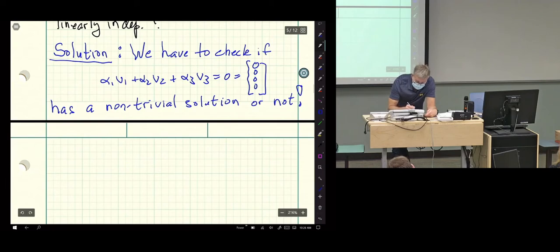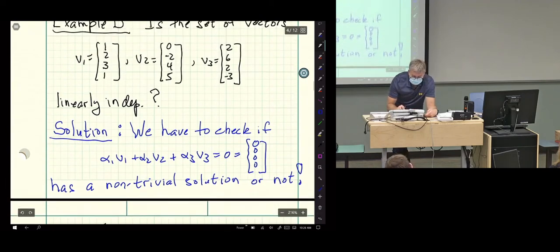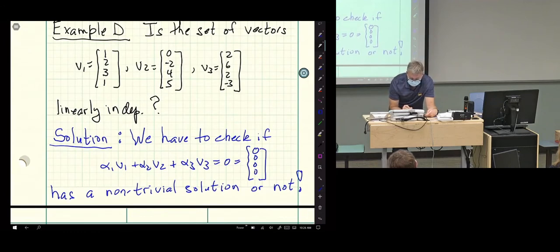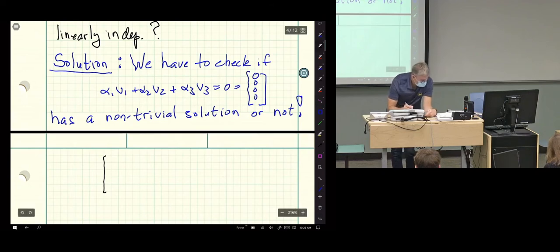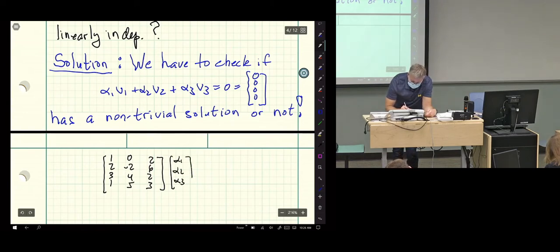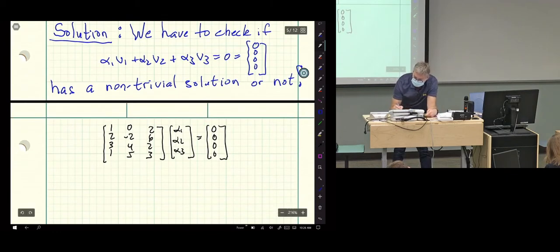Okay. We can write the matrix equation down immediately, because alpha 1 v1 plus alpha 2 v2 plus alpha 3 v3 is the same as putting each vector as a column. We put this as a column, this is a column, this is a column. And so I have these things written down here: 1, 2, 3, 1, 0, minus 2, 4, 5, 2, 6, 2, 3, times alpha 1, alpha 2, alpha 3, equals four zeros. So this is 4 by 3, this is 3 by 1, so this has to be 4 by 1. It all checks, okay?